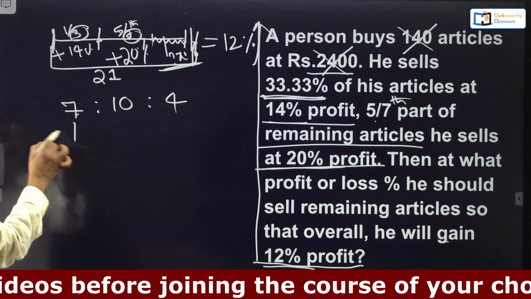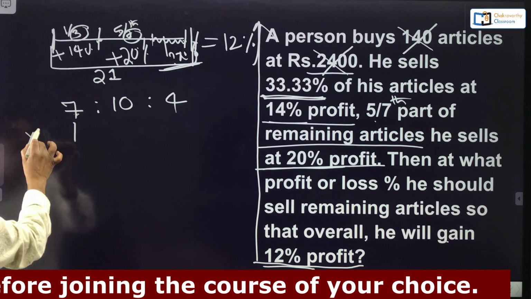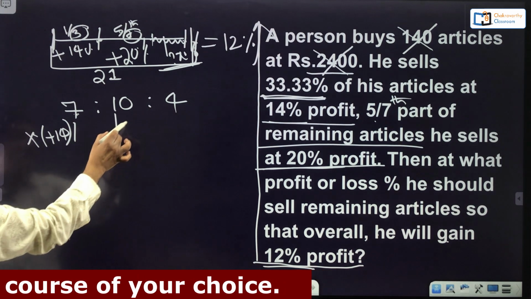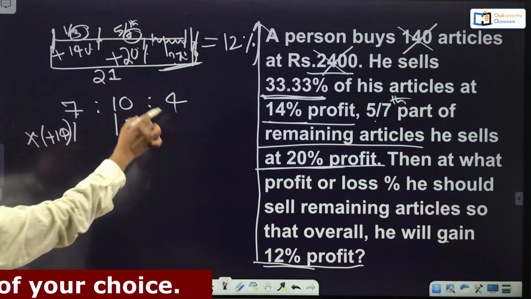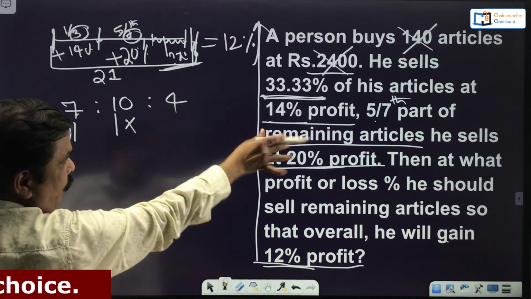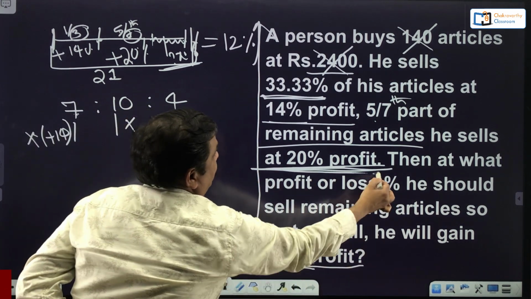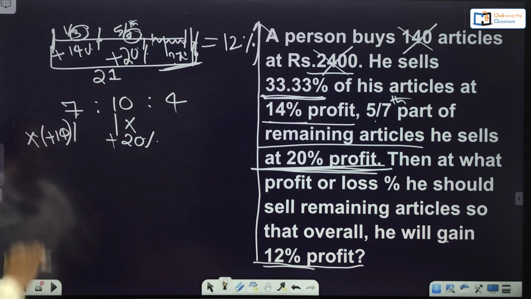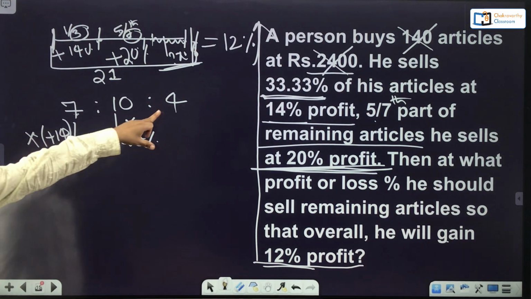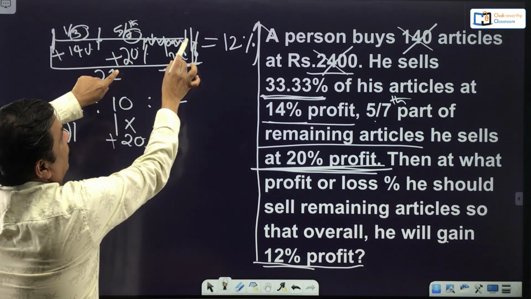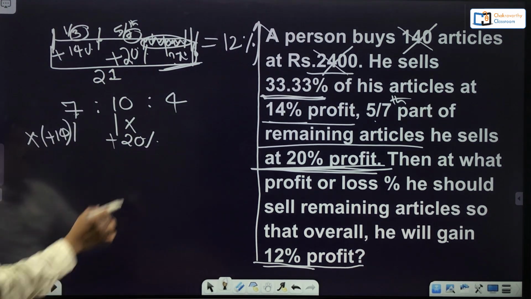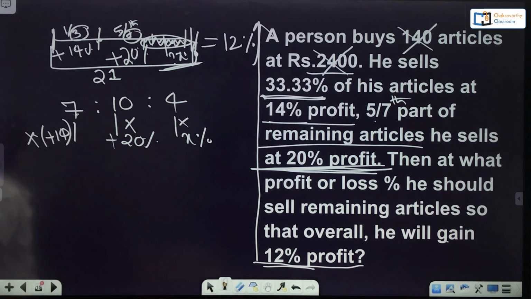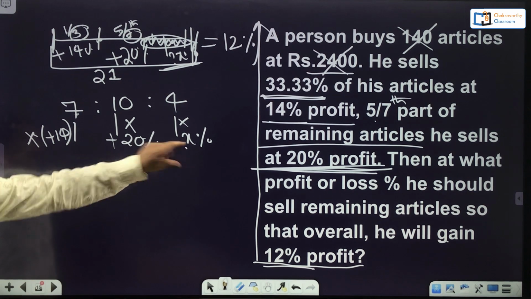This part is sold at, I am writing here, into 14% profit, plus 14. Again this one is into profit or loss here. This is 33% at 14% profit. Next at 20% profit only, so this is into 20%, that is plus profit only. Now here, how much percentage profit or loss does he have to sell this part at? Let us take this as X percentage. I don't know, anyway, I need to find out this X percentage only.